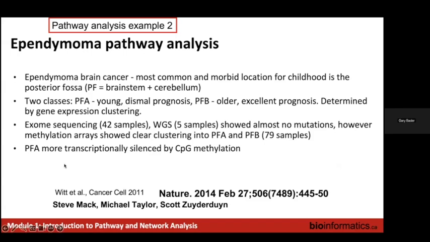So the interpretation was that in posterior fossa A, there were about 2,000 genes that were probably transcriptionally silenced by CpG island methylation. And when we looked at the genes involved, they didn't really tell us a lot. It was just 2,000 genes. It was hard to identify what was common between them.